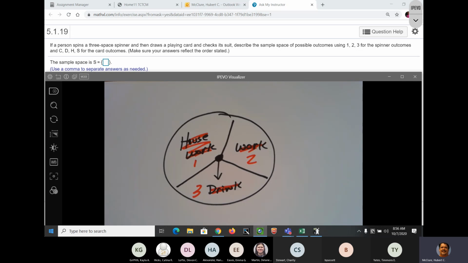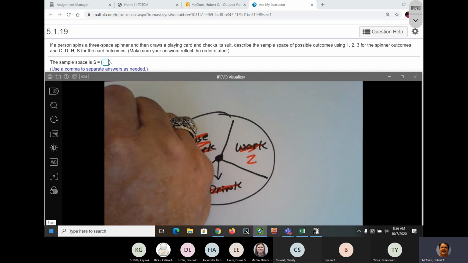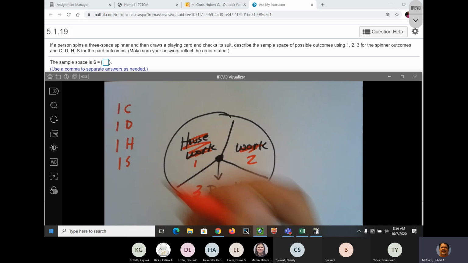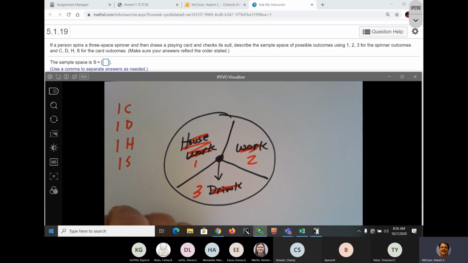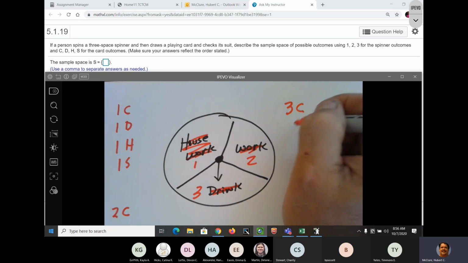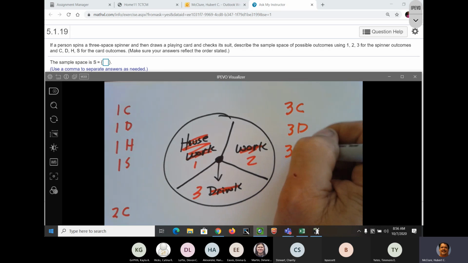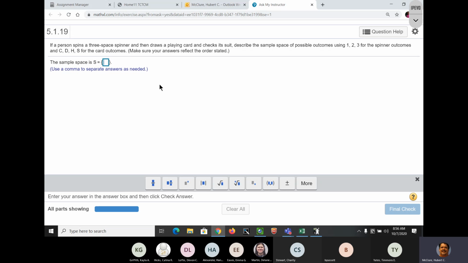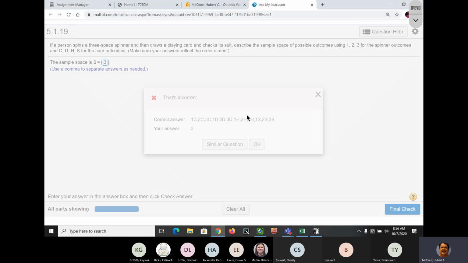Okay, so there'll be 1C, 1D, 1H, and 1S. And then 2C, 2D, 2H, 2S. And then 3C, 3D, 3H, and 3S. That, to me, that's it. But I'm not writing all those down. I'm not typing all those in. I'm just going to put 3. And then there they are.